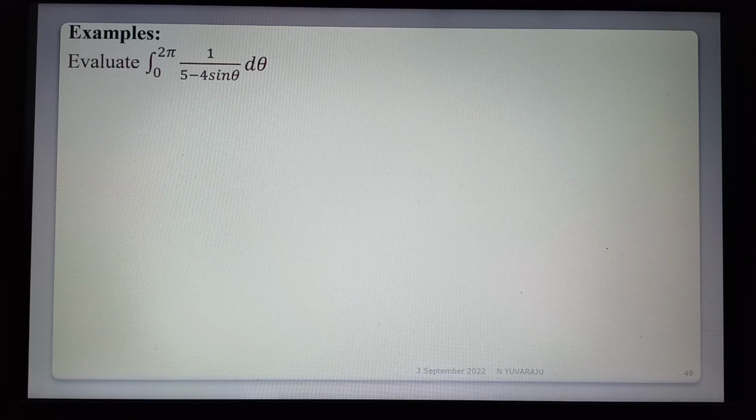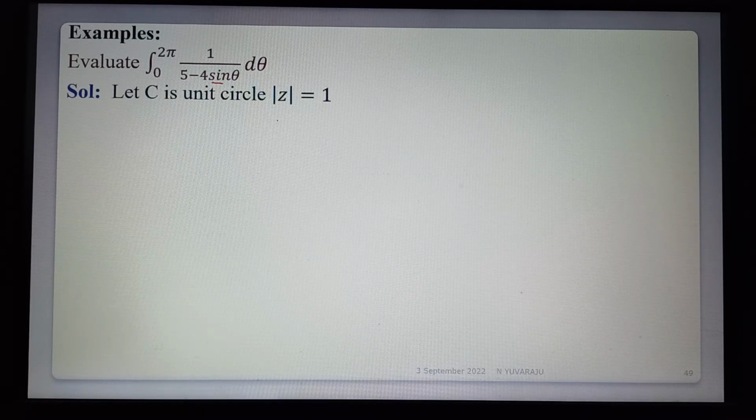The first example, evaluate integration 0 to 2 pi 1 by 5 minus 4 sin theta d theta. This is the given definite integral, which we first convert to a complex variable function using the procedure, same substituting z is equal to e power i theta, and since only sin theta is given, only using the sin theta formula. See the solution.